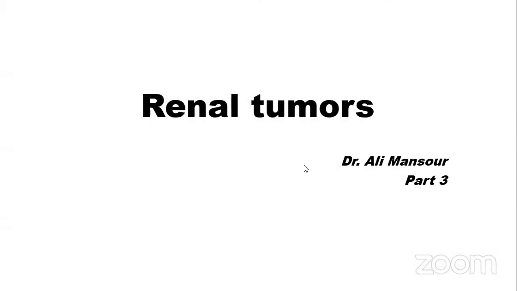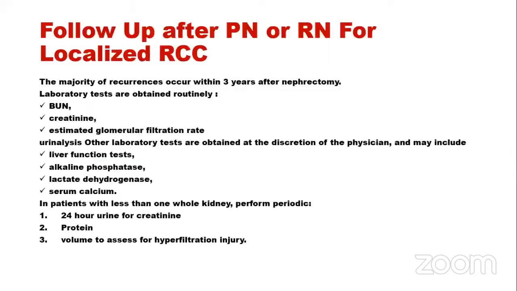Hello everyone. Today we will speak about renal tumor part 3, and this lecture is very important in management of patient with renal tumor. So let's start first by the follow-up after partial nephrectomy or radical nephrectomy for localized RCC. The majority of recurrence occur within 3 years after nephrectomy.